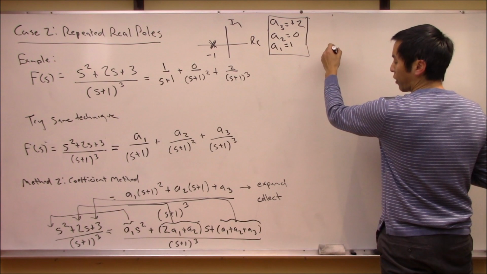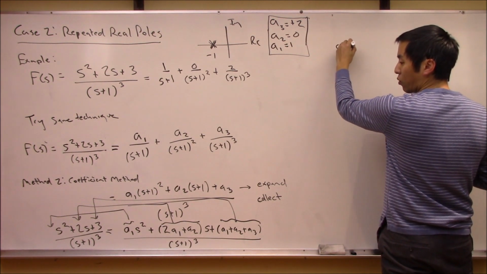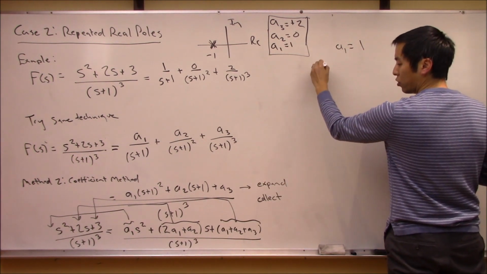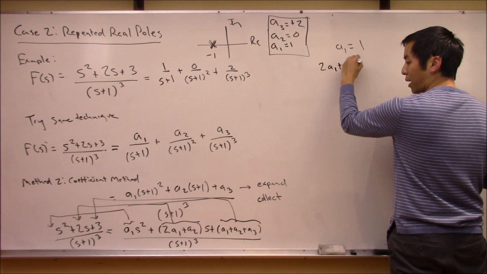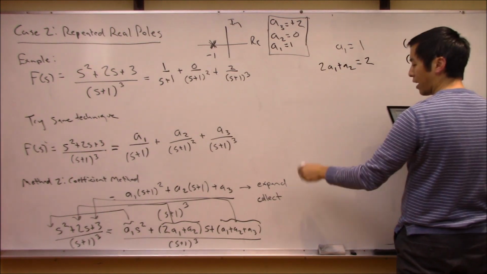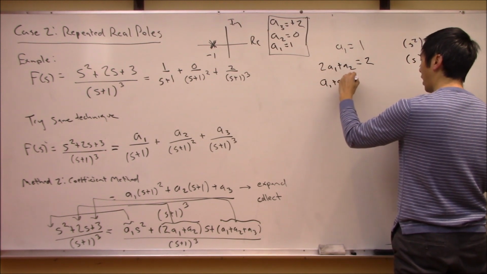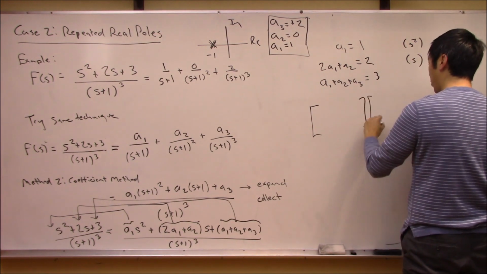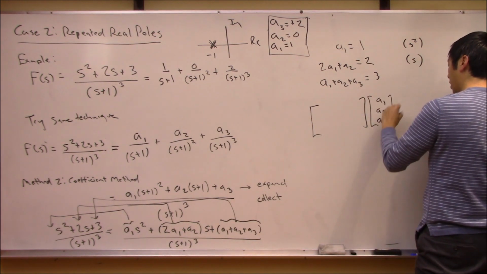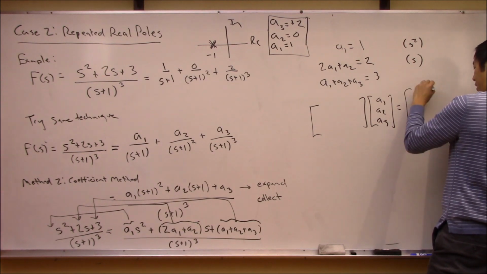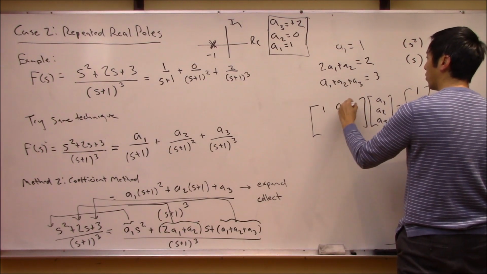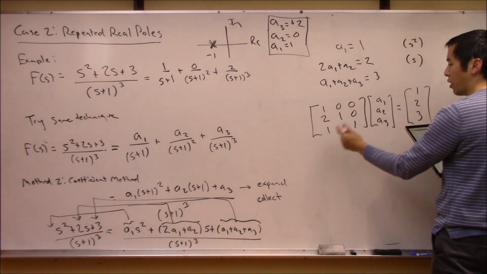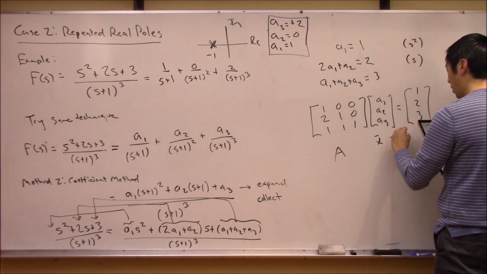Okay, so we end up with what? The coefficient of s squared: a1 has got to equal 1. Then the coefficient of s: 2a1 plus a2 had better equal 2. And then the constant: a1 plus a2 plus a3 had better equal 3. All right? So writing this in matrix form, we pull out a1, a2, a3 equal to 1, 2, 3. That's kind of funny in this case. So we end up with the matrix 1, 0, 0; 2, 1, 0; 1, 1, 1. And you can clearly see this thing is lower triangular. So this Ax equals b has a unique solution.